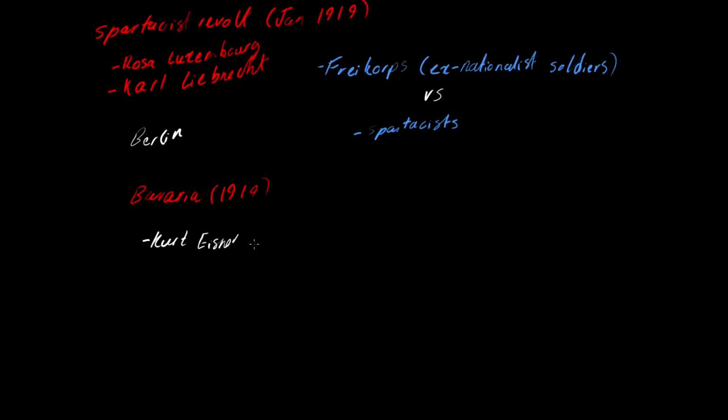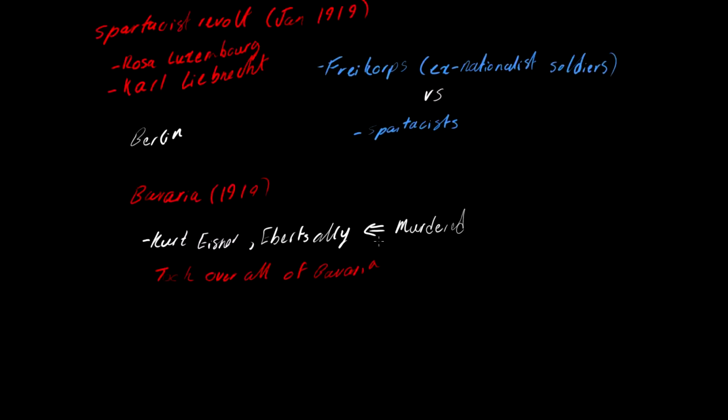He was Ebert's ally. And Eisner was murdered by political opponents. So the communists actually took over Bavaria. They ended up succeeding in taking over all of Bavaria. So I'll write that down, took over all of Bavaria.